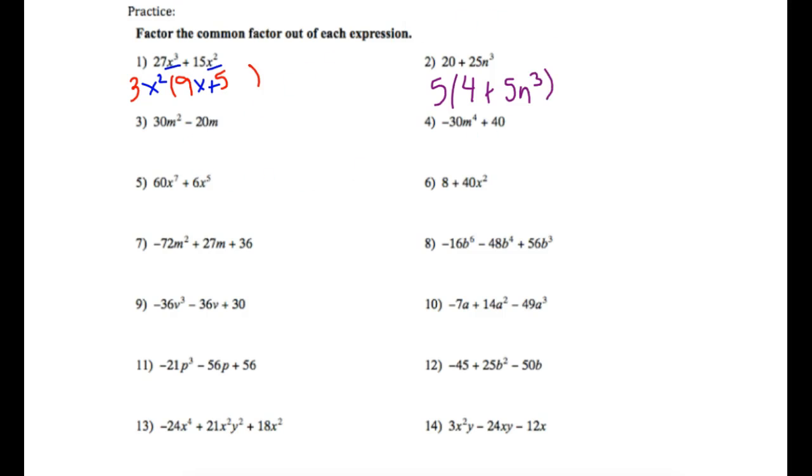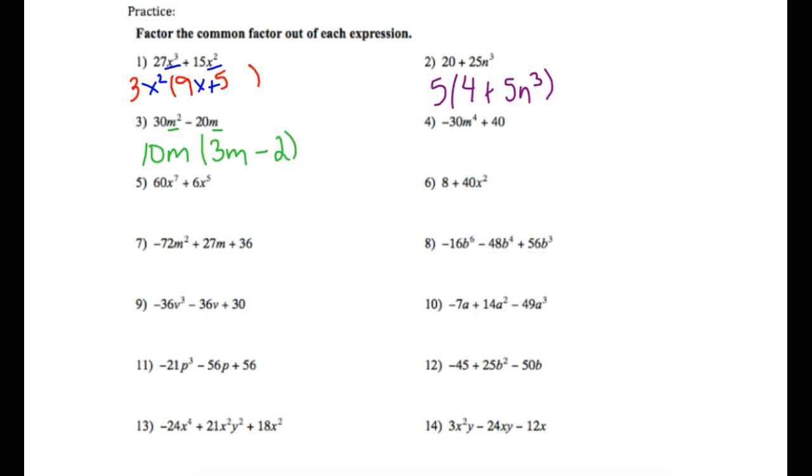The biggest number that goes into both 30 and 20 would be 10. This has 2 m's and 1 m, so 1 m is the most they have in common. 30 divided by 10 is 3. M squared means 2 m's divided by 1 m is still 1. 1 and 1 cancel out. So all I'm left with is the 2.